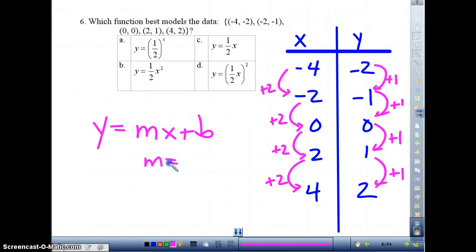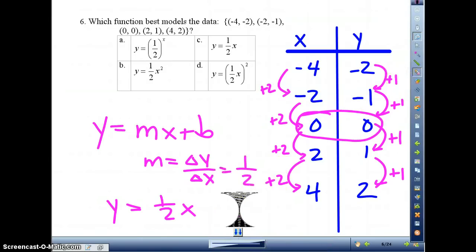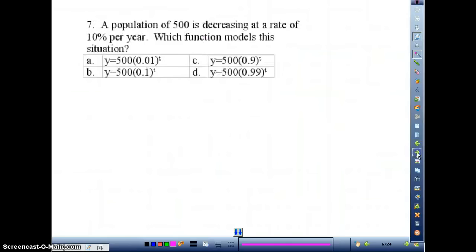Your slope is the change in your y's divided by the change in your x's. My y's are increasing by 1. My x's are increasing by 2, so my slope is 1/2. So it's y equals 1/2 x plus my y-intercept. Your y-intercept is always where your x equals 0, so you can add on 0, but we don't normally do that. That's the equation that goes with this data, and so your answer here is C. Yeah, look at how much you've learned this year.